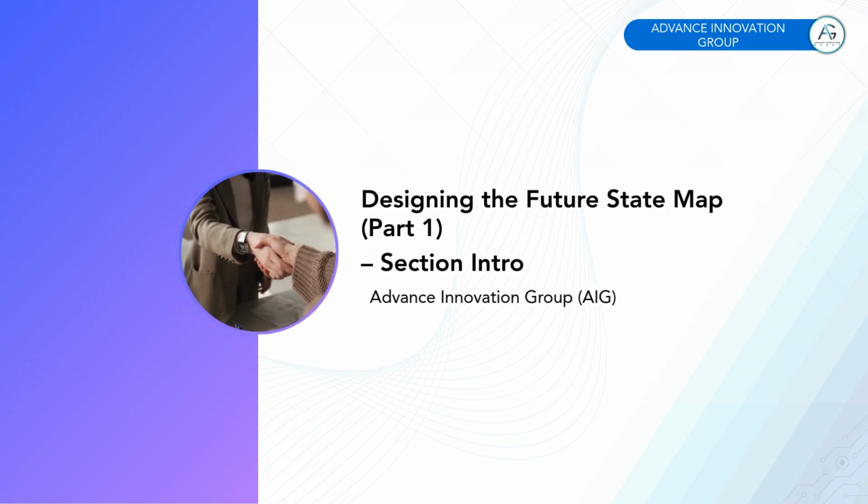Welcome to the section on Designing the Future State Map, Part 1. In this module, we'll begin exploring how to envision an improved version of the process by identifying ideal flow, removing waste, and aligning operations with customer value. This section sets the stage for creating an actionable future state that drives real transformation.